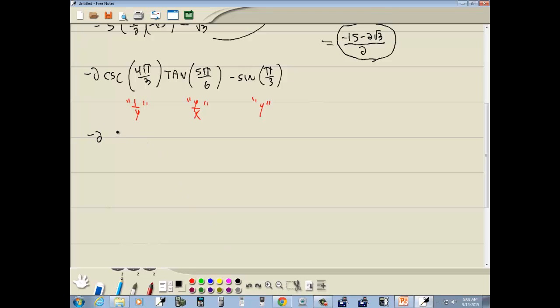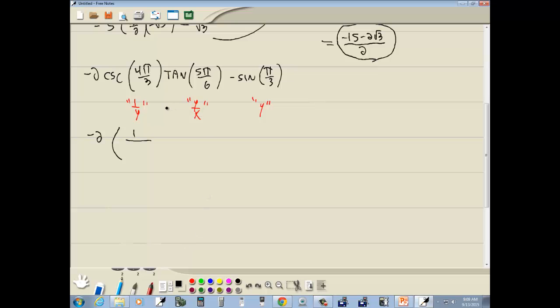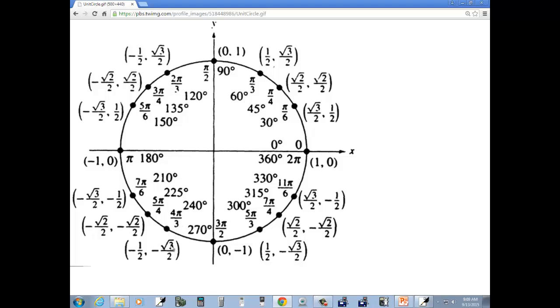So, let's go look up this one. We got 4 pi over 3. So scan through my unit circle here. Here's 4 pi over 3. So this is the point we're working with. And we want y. So the y part is negative square root of 3 over 2.